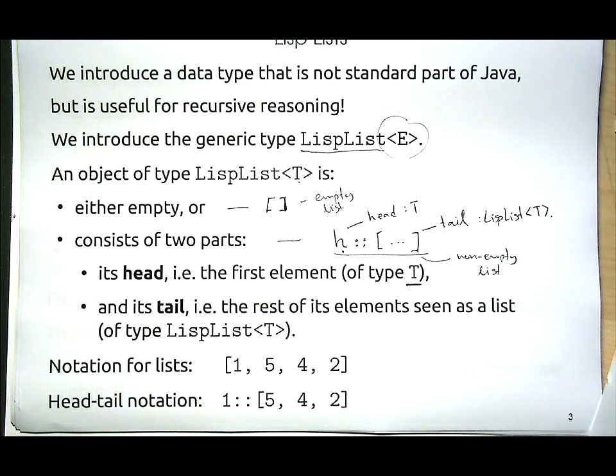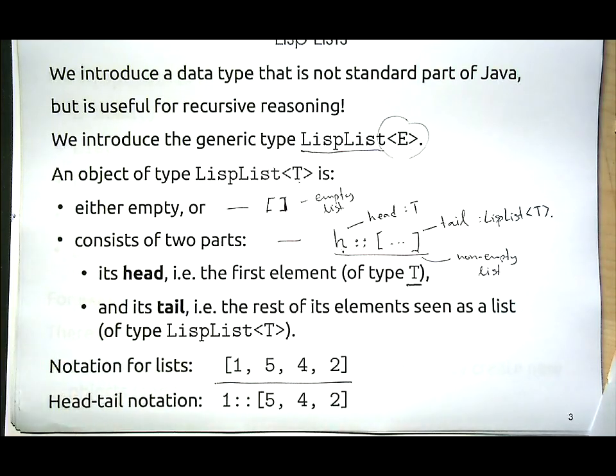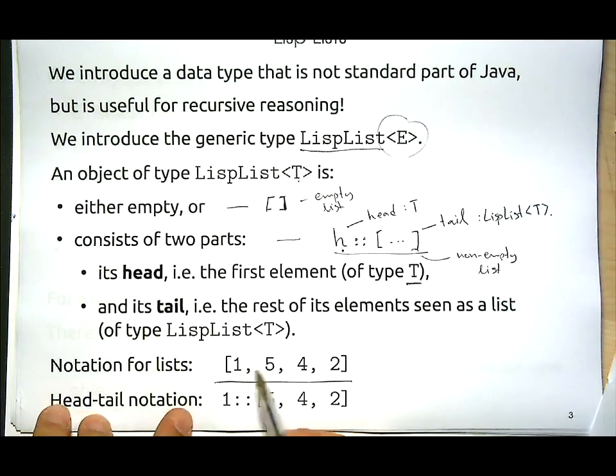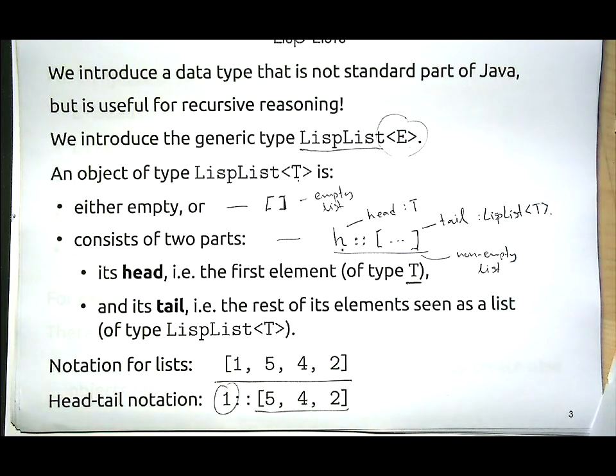Okay? So the notation we can use for list is, well, similar to the notation we had for arrays. It's just a sequence of elements. So I can write a list like this, and then if I were to write it in head-tail notation, the head is 1, and the tail of the list is 5, 4, 2. Okay?